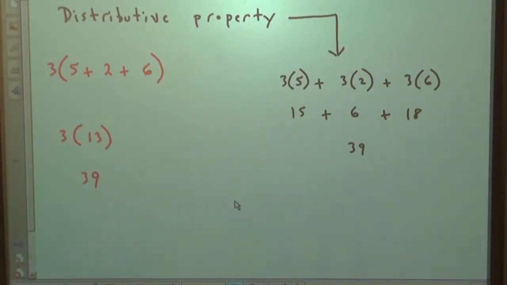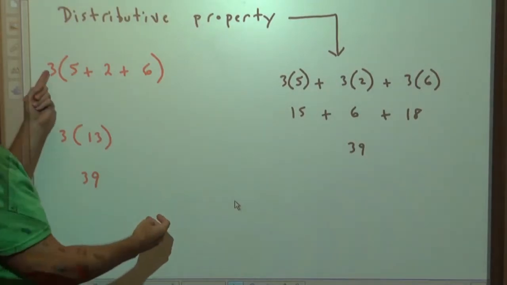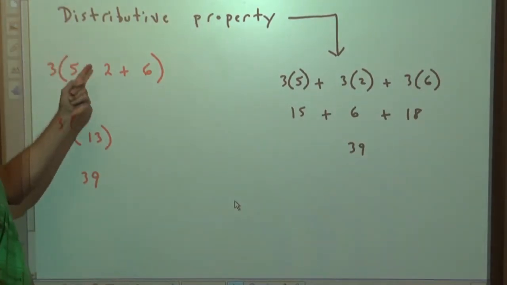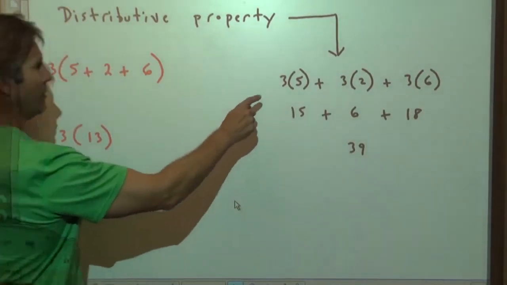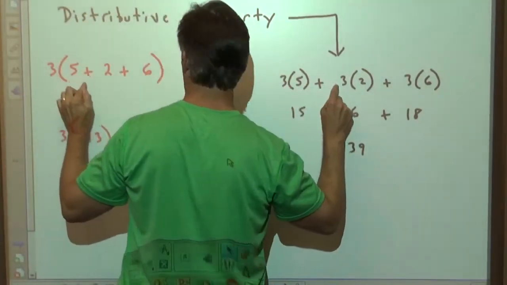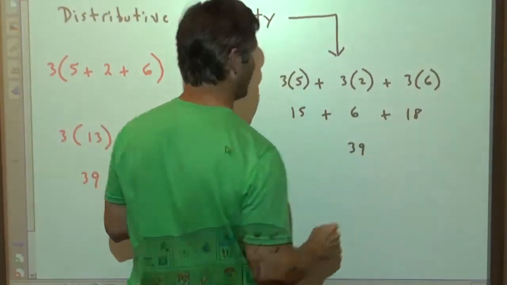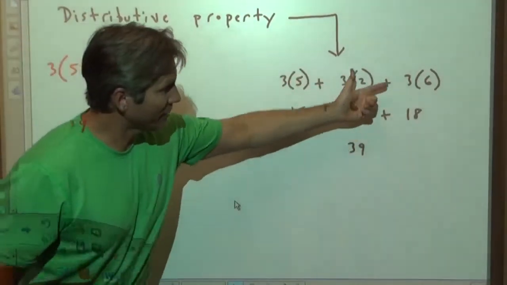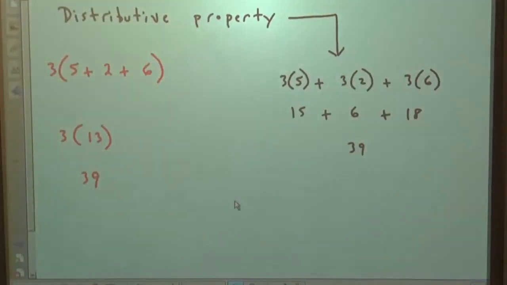Now, how does the distributive property work? We've seen it. It's just the 3 gets multiplied by every term that's inside the parentheses. So the 3 gets multiplied by the 5, the 3 times the 2, and the 3 times the 6. This is 15, that's 6, 3 times 6, 18. It still gives you the same answer.